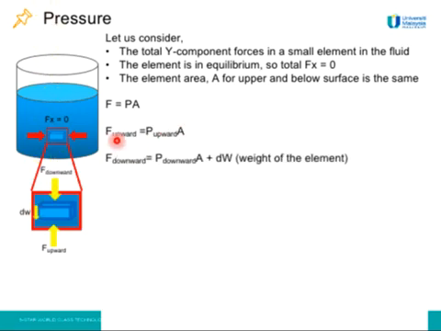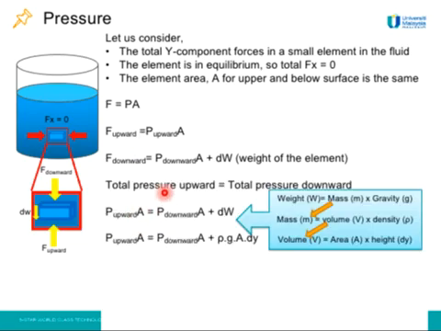So the force upward is equal to pressure upward times area. Meanwhile, the total force downward equals pressure downward times area plus the weight of this element. So we take these two and put them in one equation and we will get this equation. Weight here equals mass times gravity, while mass we can express as volume times density. And again, this volume is made from area times height.